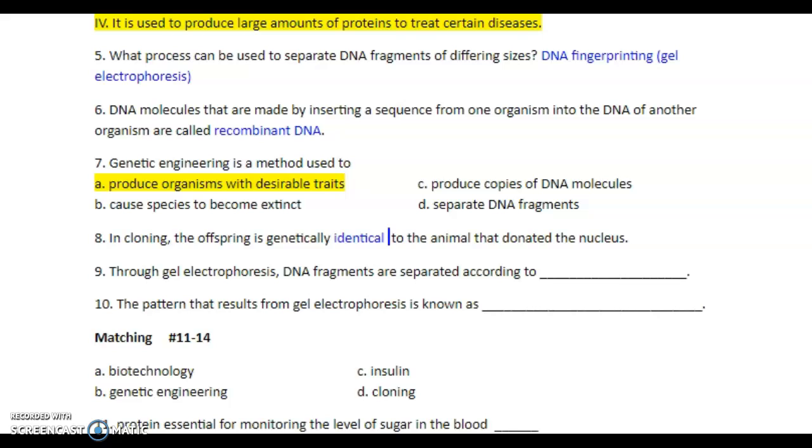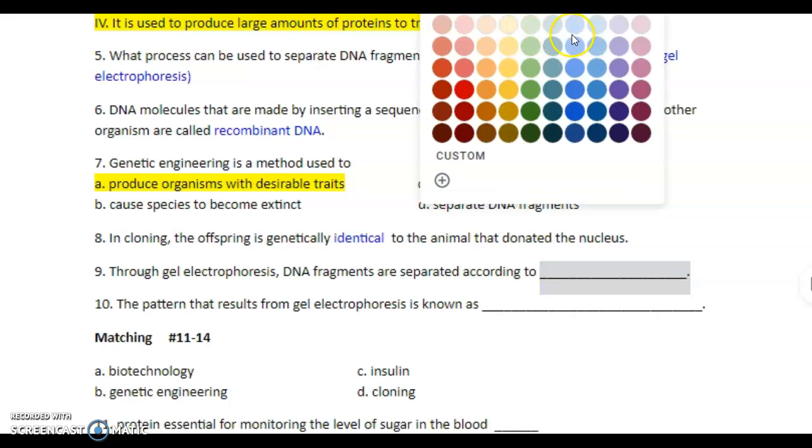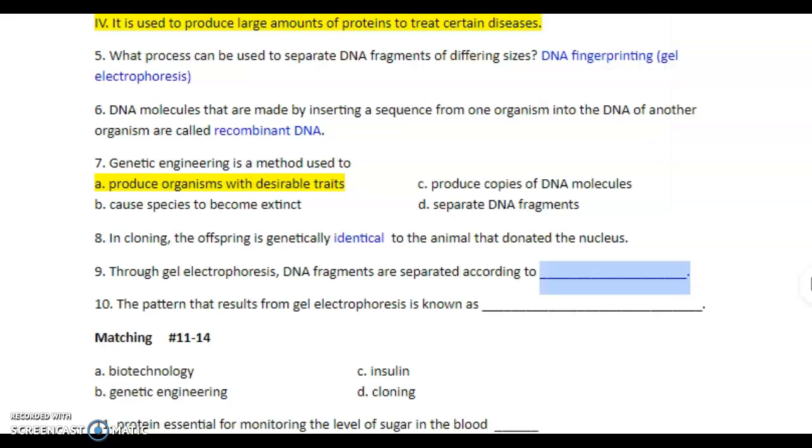Through gel electrophoresis, DNA fragments are separated according to their size. That's what I was saying just a minute ago. It's hard for the bigger pieces to squeeze through that gel, so they're not going to go as far. The little pieces will go farther, and then that leaves a banding pattern. They're separated according to size.